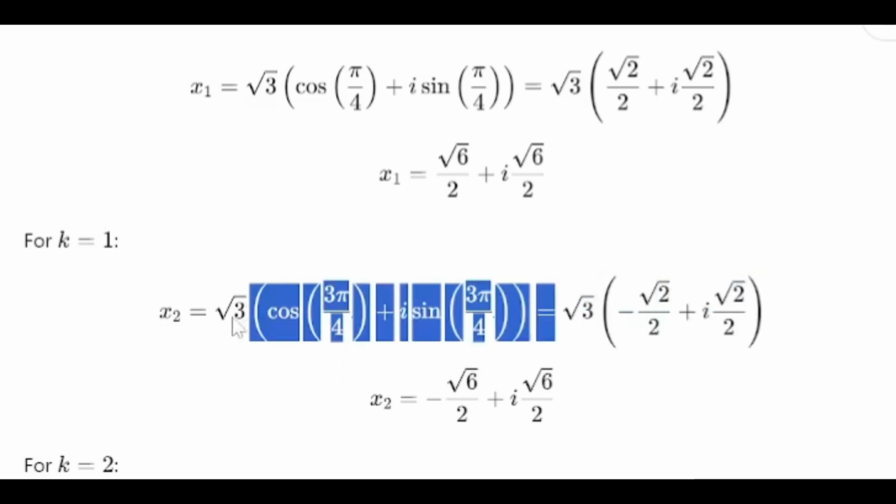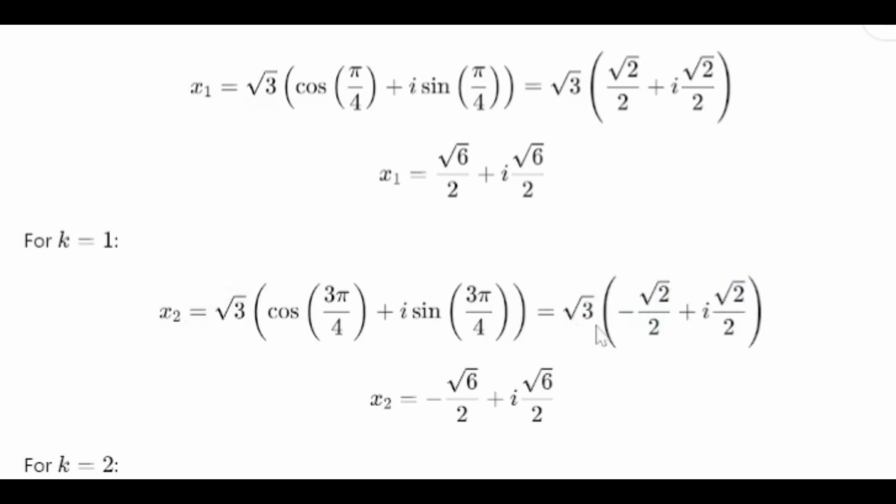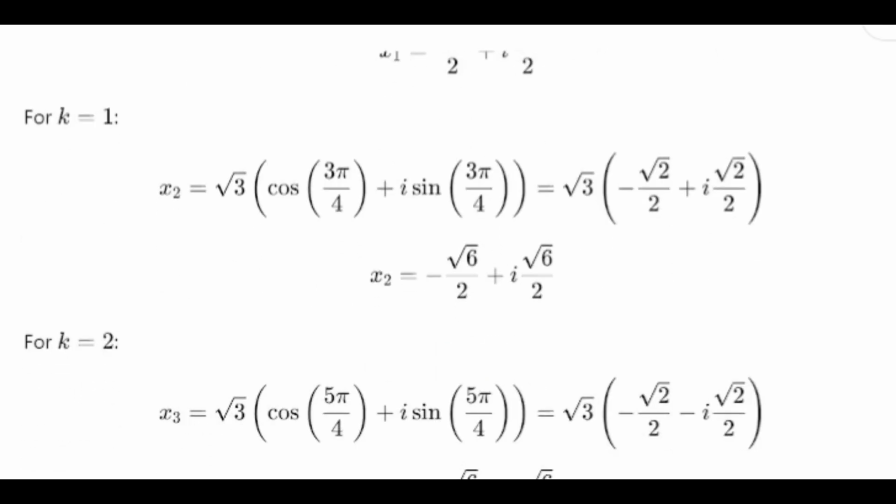All of this will be equal to square root of 3 (minus square root of 2 divided by 2 plus i square root of 2 divided by 2). Then x2 will now be equal to minus square root of 6 divided by 2 plus i square root of 6 divided by 2. So now for k equal to 2.